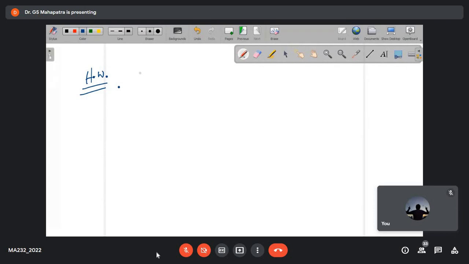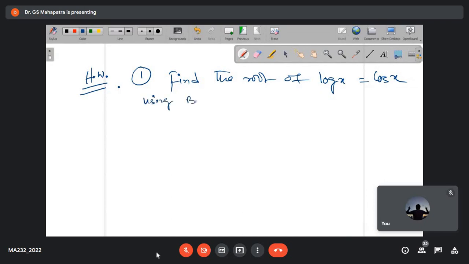Okay, no need to send them to me. Okay, first one. Find the root of log of x equals to cos of x. Of course it is the bisection method. Using the bisection method, correct up to three significant figures.